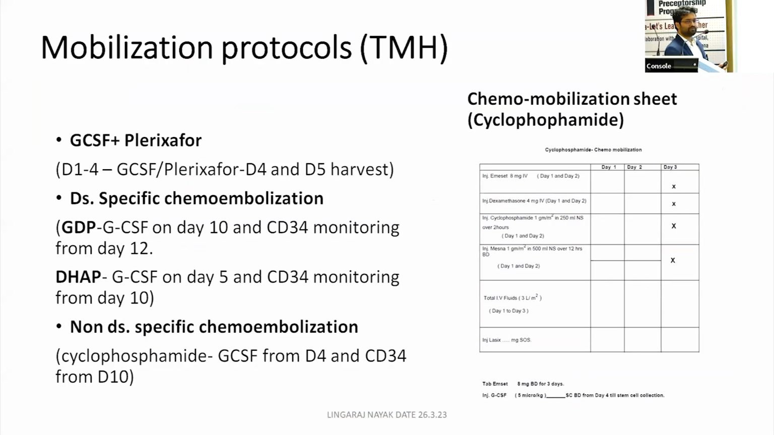When you use GDP, we give GCSF on day 10 and then start monitoring the CD34 at around day 12. As soon as we get a CD34 value above 20, we think that we are going to collect enough, so then we start the collection. Same for DHAP. For non-disease specific, this is our mobilization chart that we use.